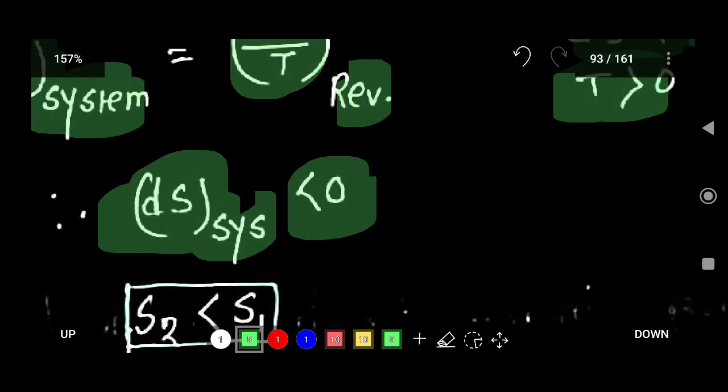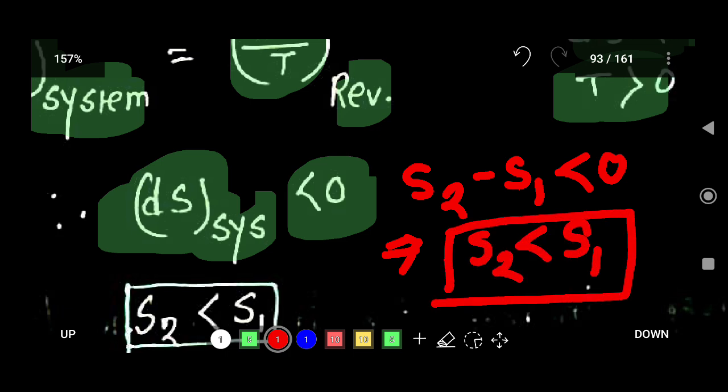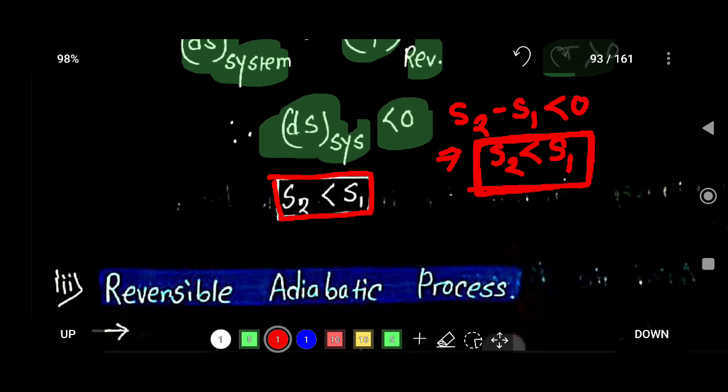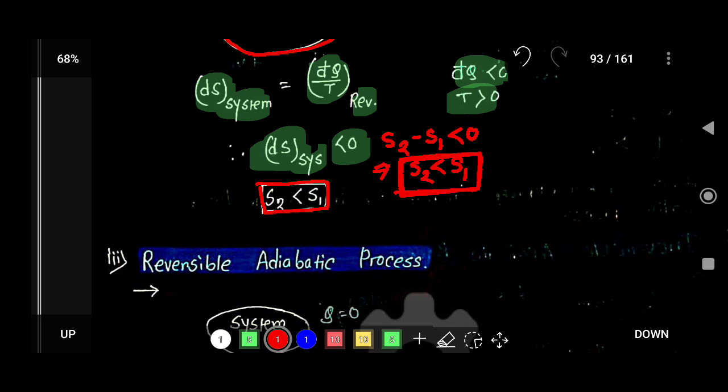So S2 minus S1 is less than 0, which means S2 is less than S1. The final entropy is less than the initial state entropy, so the entropy is decreasing. In a reversible heat rejection process, the entropy is decreasing.